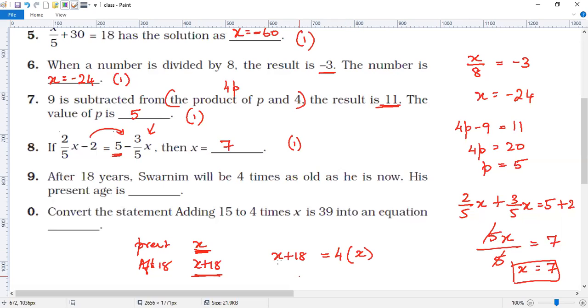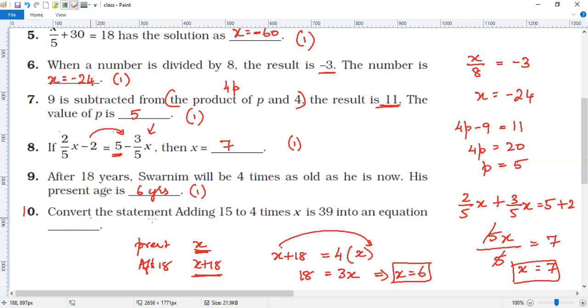So how will you solve this? You have to take the x to the other side. It becomes 4x minus x, which is 3x. So 18 is equal to 3x, or from this you will get x is equal to 18 by 3, which is 6. So the answer, his present age, is what? 6 years. So for finding the answer as 6 years, it is 1 mark for this 9th question.